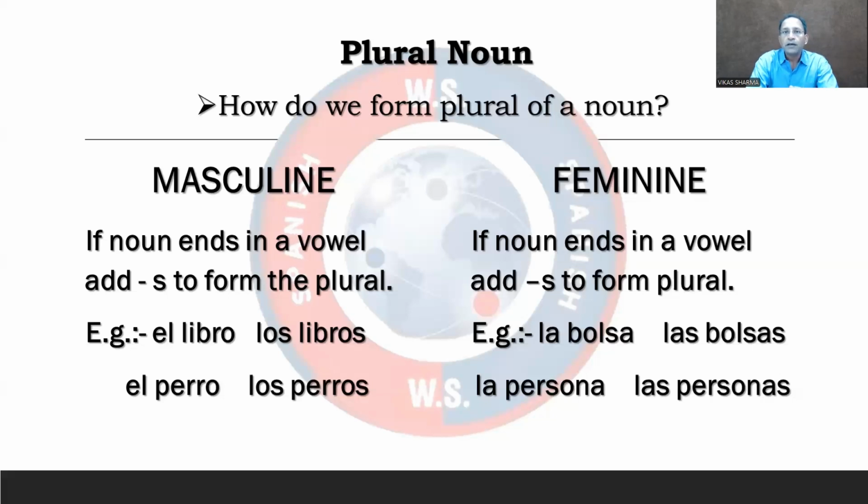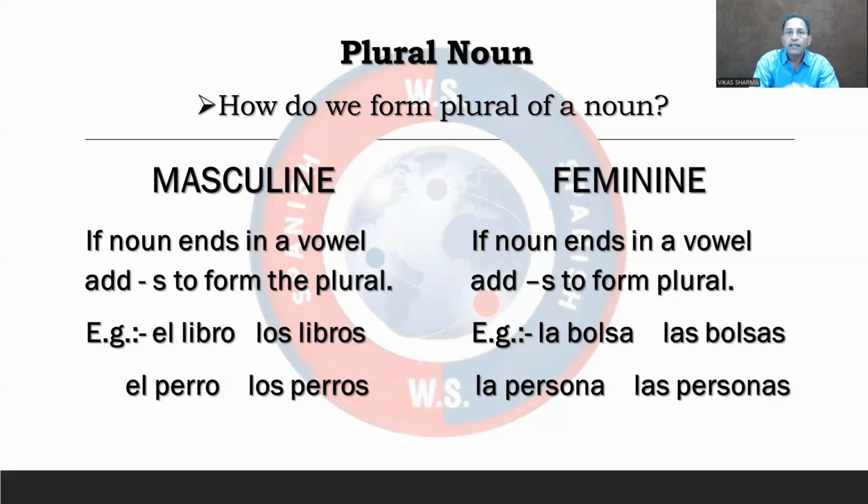change the article. Los libros, because I told you the noun has to match the gender and the number. Okay. El perro, the dog. Los perros, the dogs. I'm talking here about the male dog and the male dogs. Okay. Now let's come to the feminine.